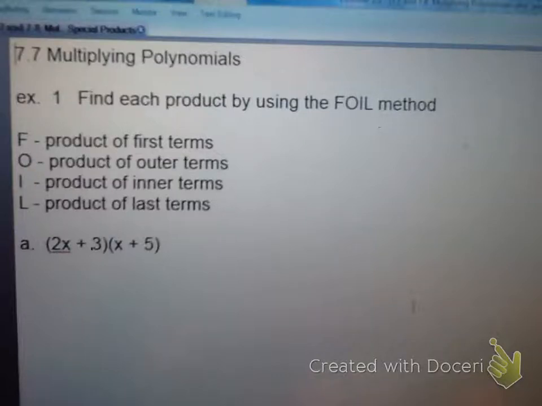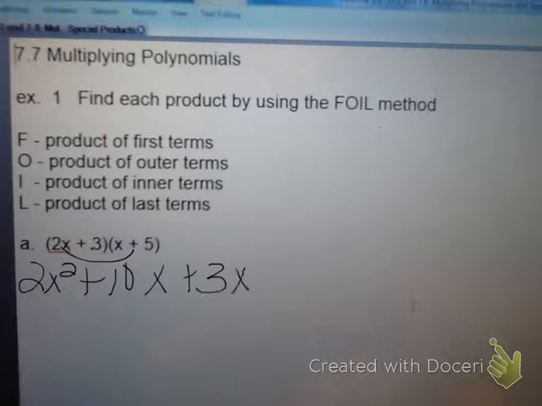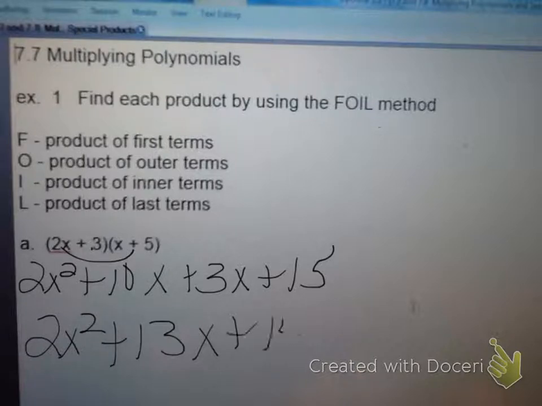Section 7.7, the second part, let's just do a quick review of the FOIL method. If we're going to do the first, that's 2x squared. The outside is a 10x, the inside is a 3x, and the last is 15. So that's 2x squared plus 13x plus 15.